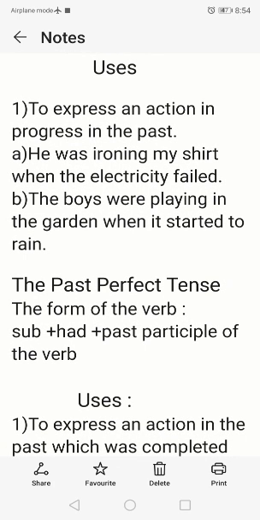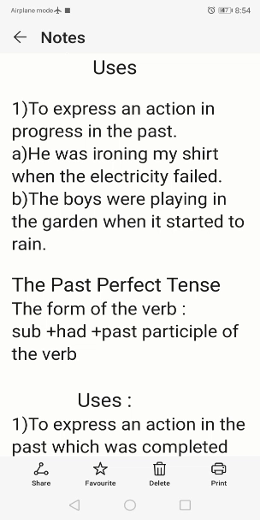So, I was ironing my shirt when the electricity failed. So the action of ironing was in progress. So during that period, electricity failed, or the power has gone. So during that past period, the action of ironing was in progress.